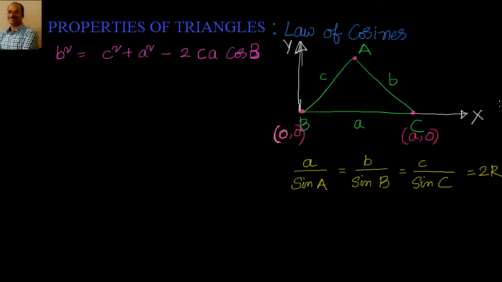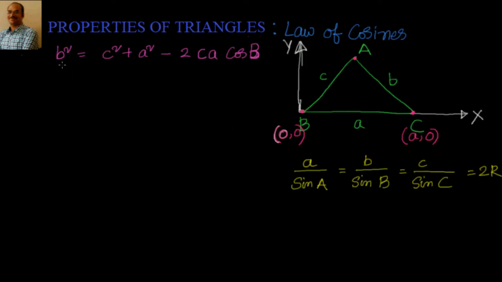We are going through properties of triangles, and in the last session we have gone through the law of sines, where we have proven that a by sine A equals b by sine B equals c by sine C equals 2R. The notation we'll be following is that all angles are capitals and all the measurements of length, or the sides, are lowercase letters, and the angles and sides are opposite to each other. Once we are clear with that, let's go ahead with the law of cosines.